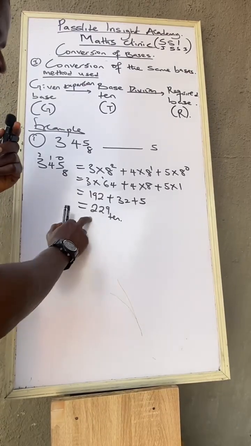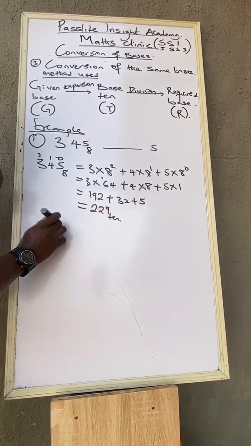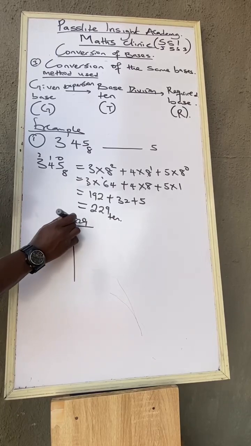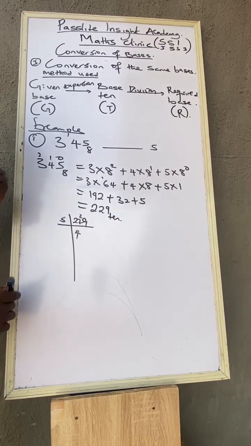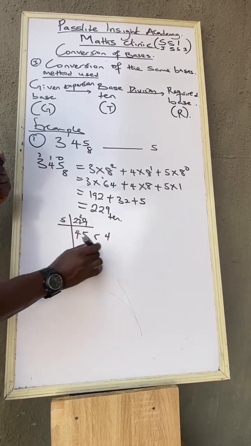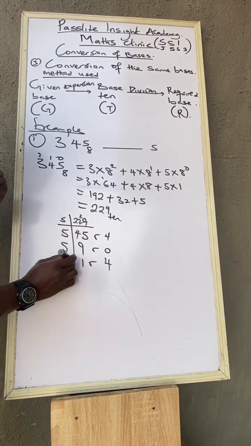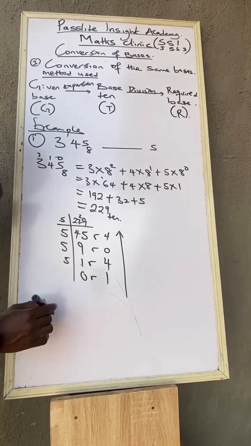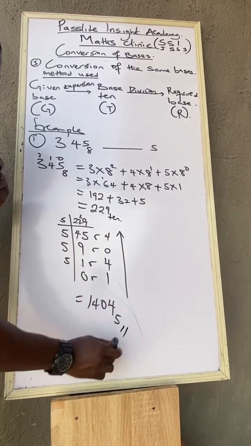So you've achieved your own in base 10 now. You now take it to the required base using division. So your number now, 229 to base 5. 5 in 22 is 4 remainder 2. 5 in 29 is 5 remainder 4. 5 in 45 is 9 remainder 0. 5 in 9 is 1 remainder 4. 5 in 1 is 0 remainder 1. So your final answer is 1404. That is your final answer, 1404 in base 5.